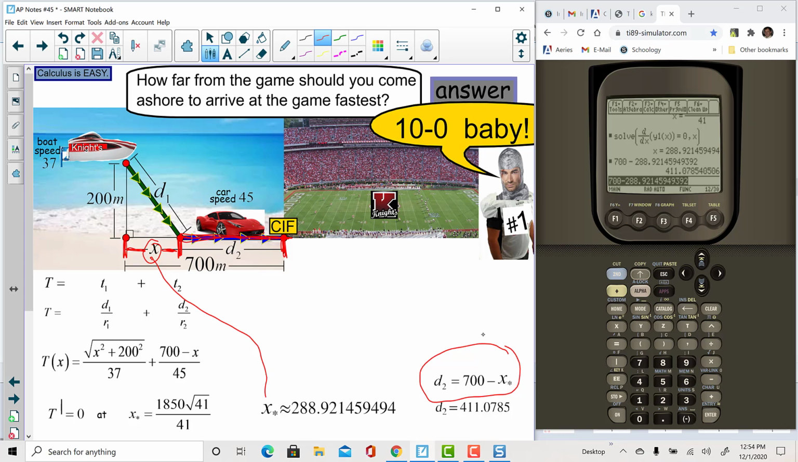You plug that in a calculator, you're going to get 411.0785. So that's how far from the game that you should come ashore to arrive at the game in the fastest amount of time.